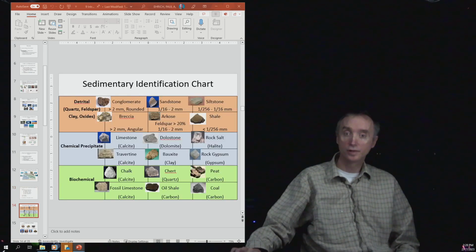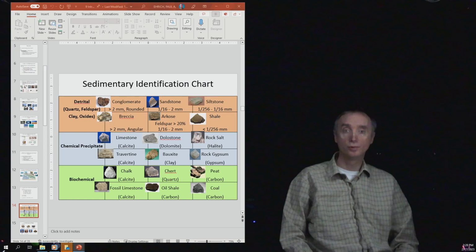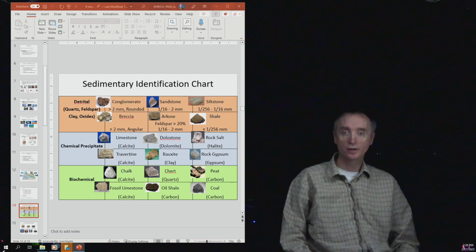Okay, so let's take a break, and when we come back, we will show how all of these different kinds of rocks are organized.